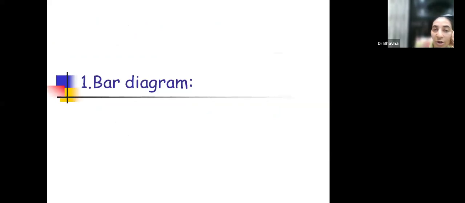So first of all, we'll talk about bar diagrams. Okay, this looks very simple. Why are we talking about bar diagrams? But this is the basis of research. Maximally, all data which can be grouped into frequencies, percentages, and proportions are represented by bar diagrams.